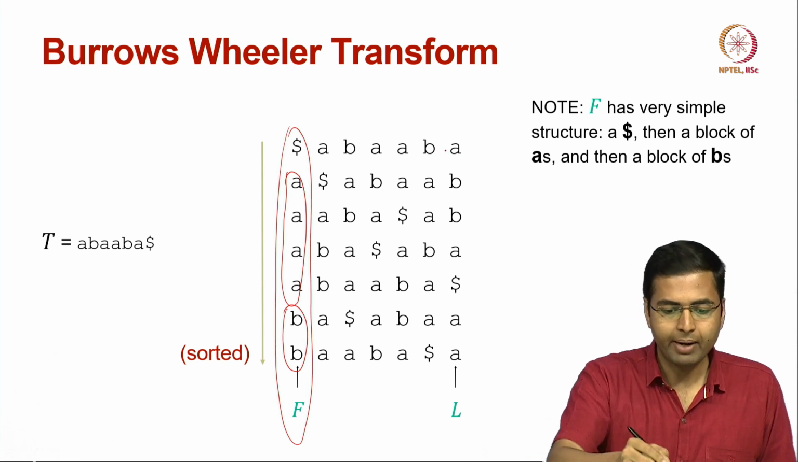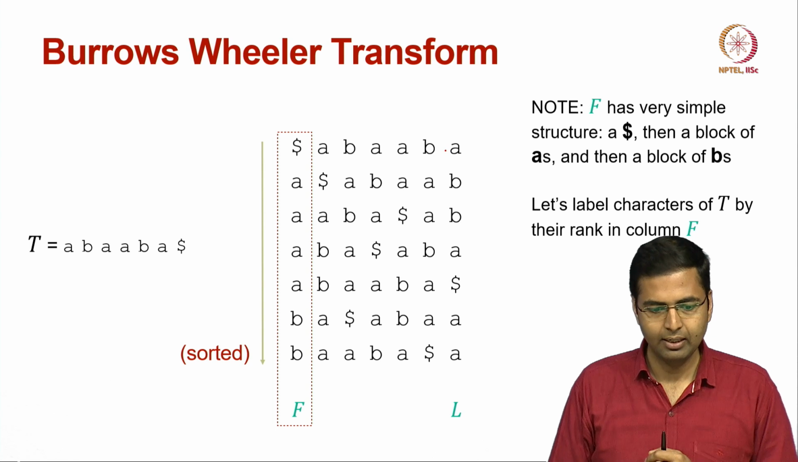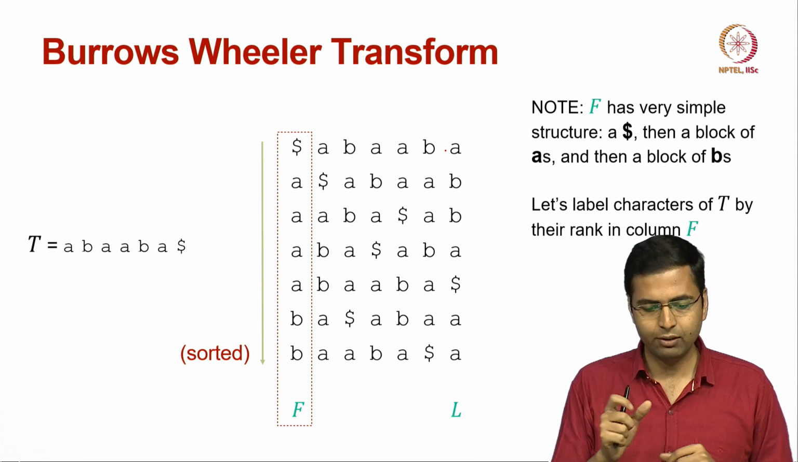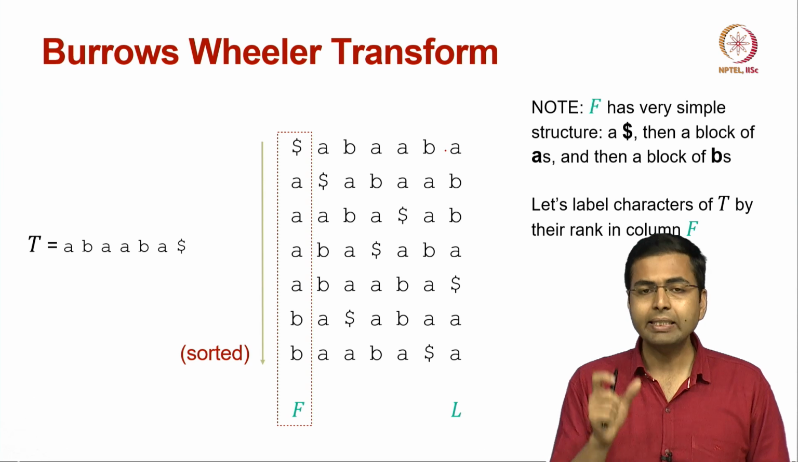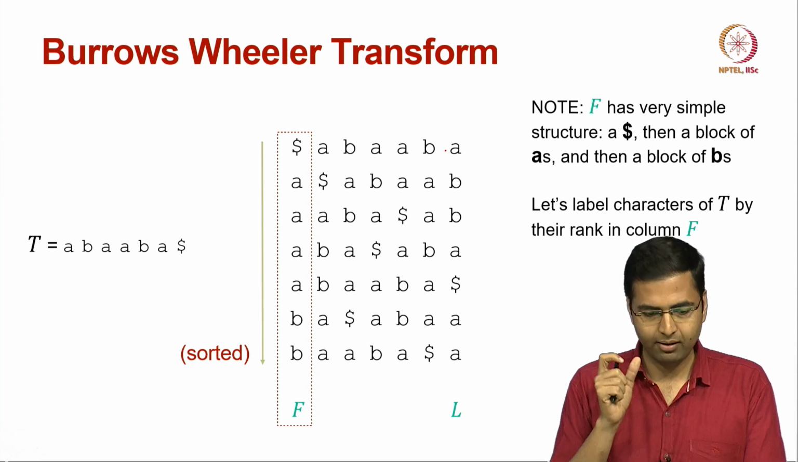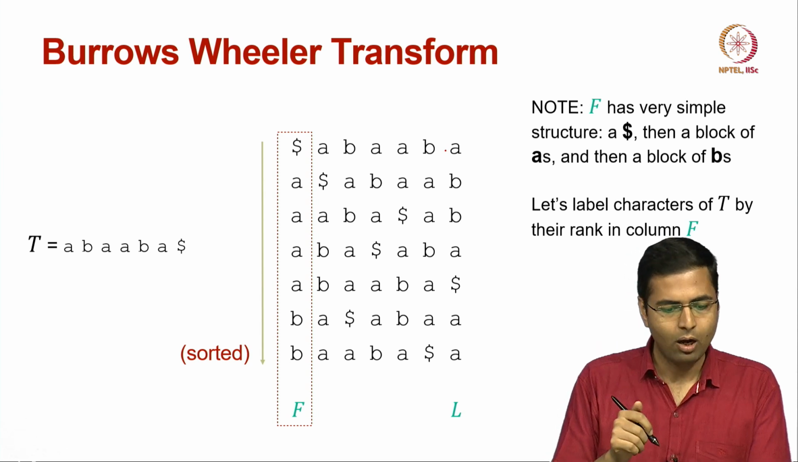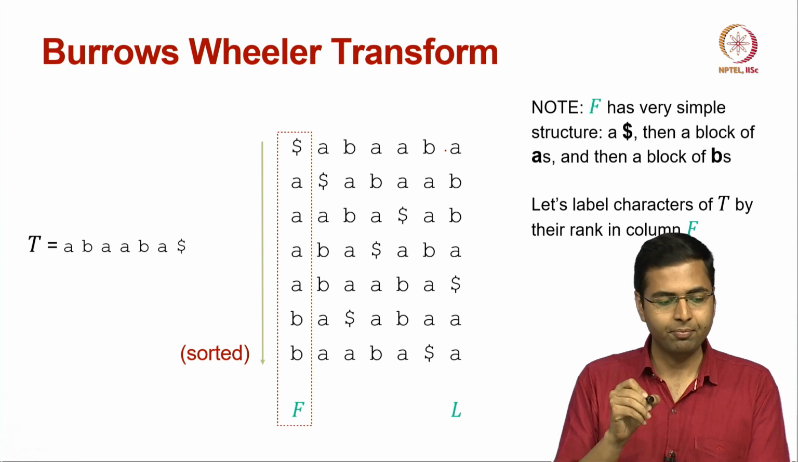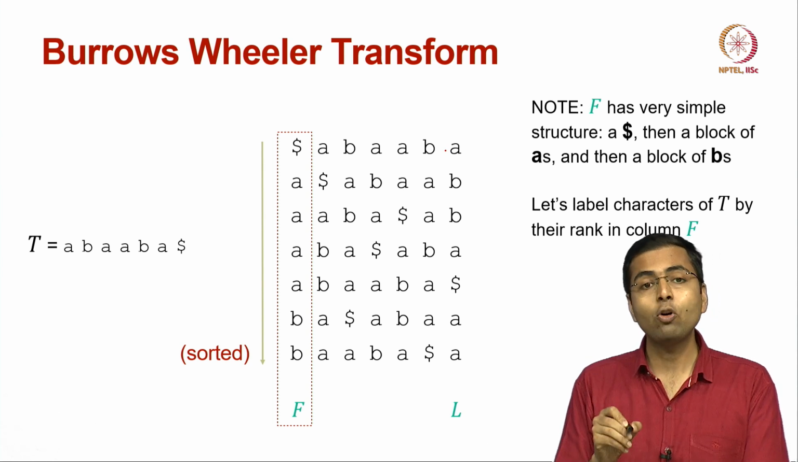Let us look at column L also. Column L is equivalent to the Burrows Wheeler transform, but let us look at this further. The next step of my strategy is the following. I am going to label the characters of the text T by their rank in column F.